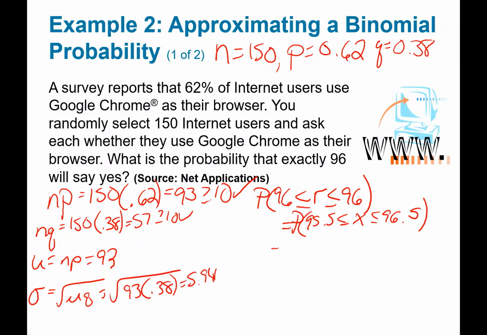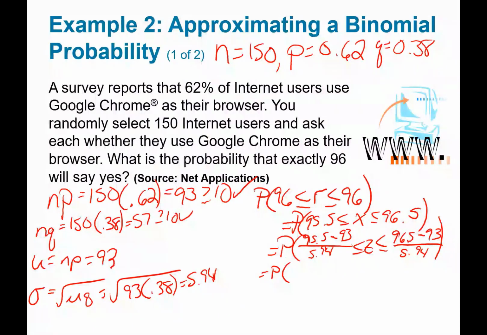Now we convert to our z, so we're back to our normal process. So 95.5 minus our mean of 93 divided by our standard deviation of 5.94, less than or equal to z, less than or equal to 96.5 minus 93 divided by 5.94. So we're looking for the probability that our z-score is between 0.42 and 0.59.